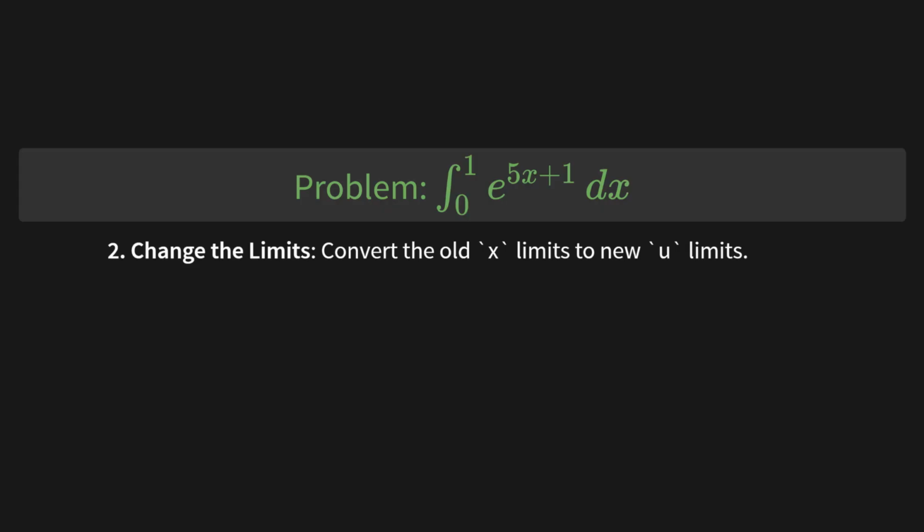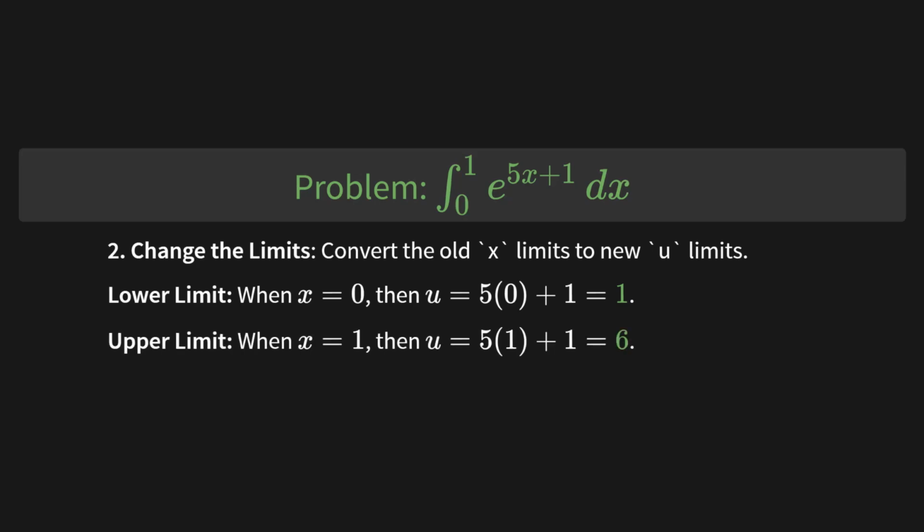Step 2. Change the limits. We convert the old x limits to new u limits. Let's start with the lower limit. When x equals 0, then u equals 5 times 0 plus 1, which equals 1. Now the upper limit. When x equals 1, u equals 5 times 1 plus 1, which is 6. Our new limits are 1 and 6.